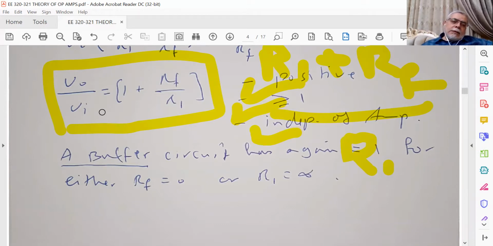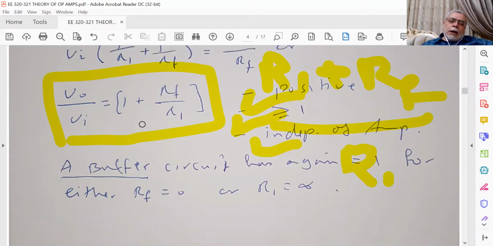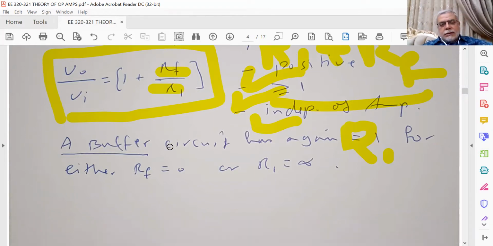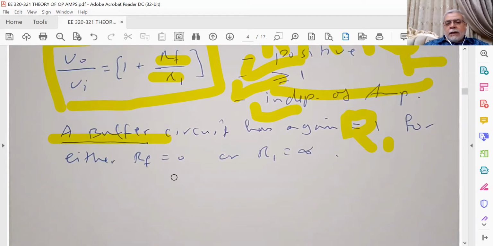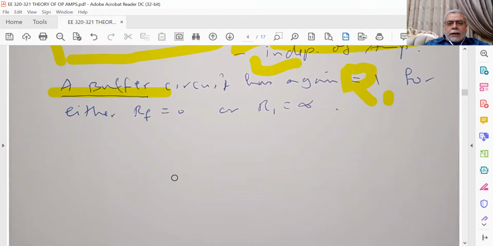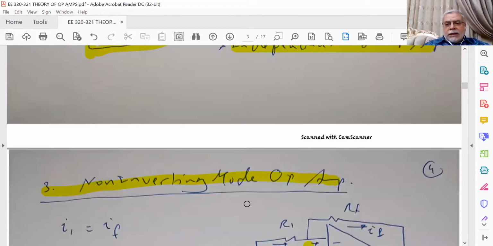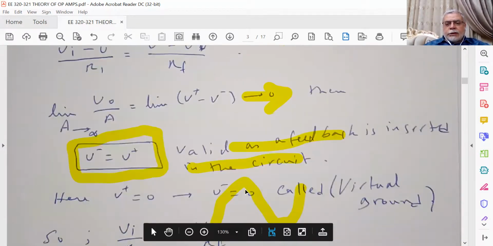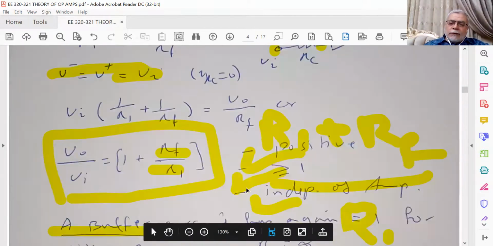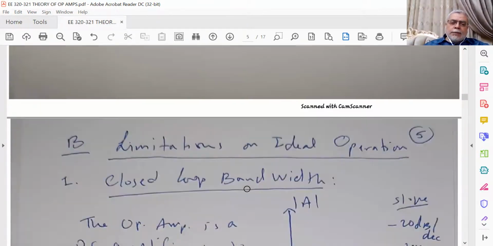So this gain equals 1 either when RF equals 0, or when R1 equals infinity. This circuit, as the gain equals 1, is called the buffer circuit, and it has a certain number of applications. Here, we studied the two types of operation, two modes of operation of an operational amplifier.